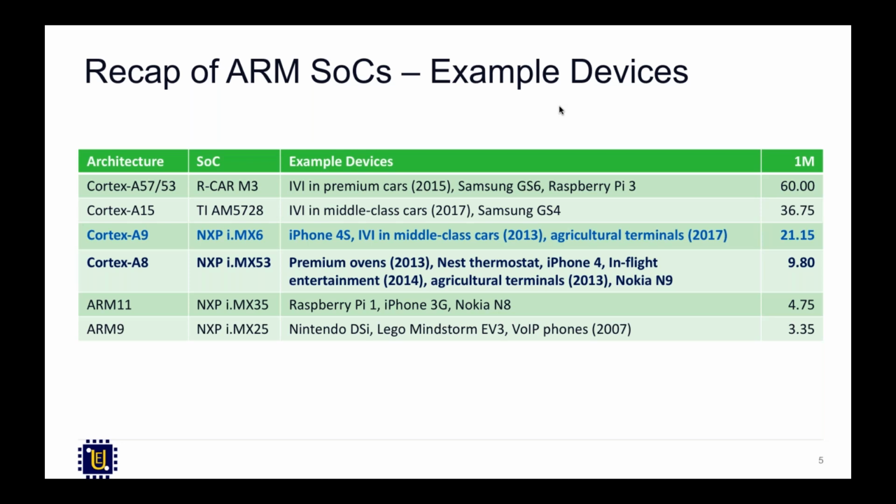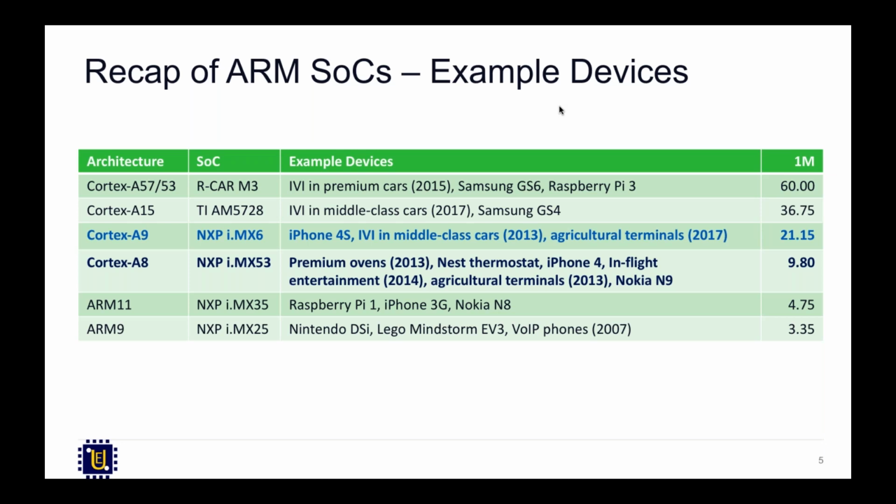Going down to 32-bit, the Cortex A15, which you will find in middle-class cars in, well, this year in 2017, you're looking at 37 euros. Further down, the Cortex A9 and Cortex A8 are the two SOCs which we will use throughout the talk.